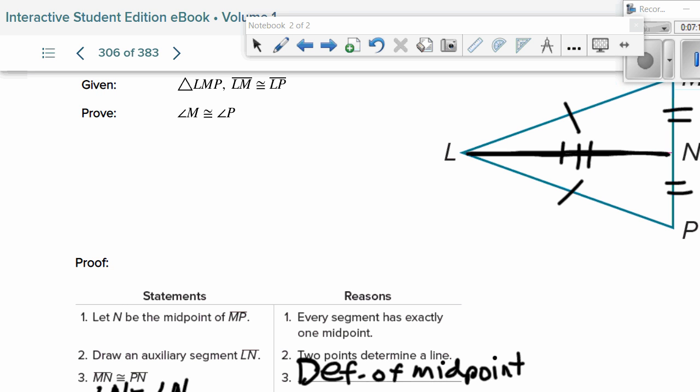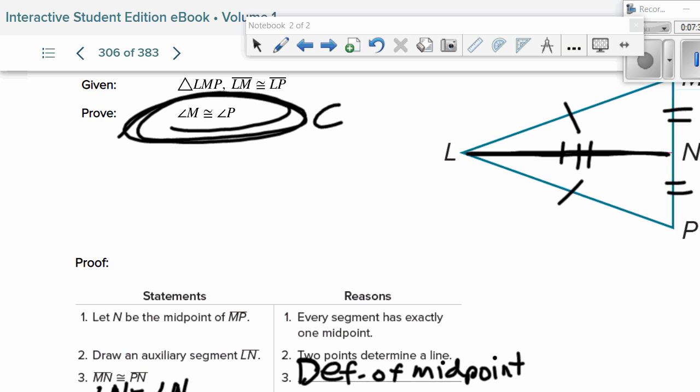So my next to last step is going to be one of these triangle congruencies you've been learning. And if I'm trying to prove that angle M and angle P are parts of the triangle, then I know right off the bat this is going to be my last step, which should be helpful for you in doing a proof.